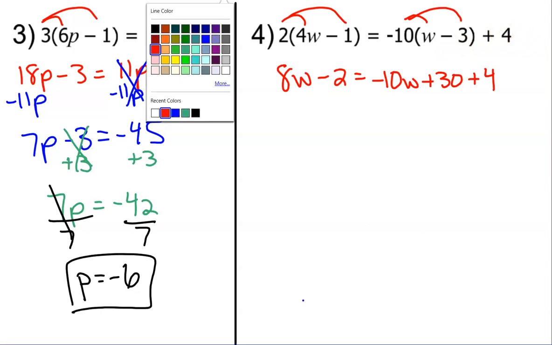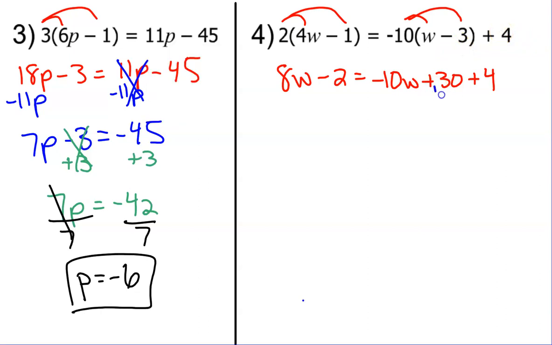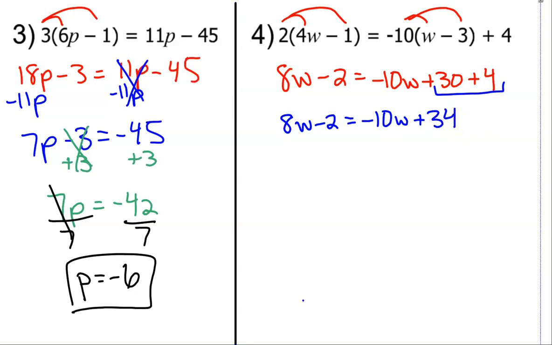Before I start moving stuff, though, that does mean that I'm able to combine like terms on this side. So nothing changed over here. I'm not moving stuff. What I did was I combined 30 plus 4, which gives me a positive 34. Now I can start moving things. Right now it's negative 10w, so I'm going to add 10w to my other side. Negative 10 plus 10 gives me 0, which is why that's gone. This side becomes 18w minus 2 equals 34.